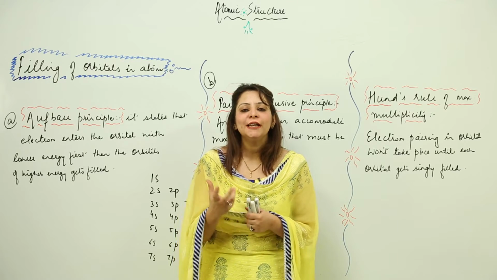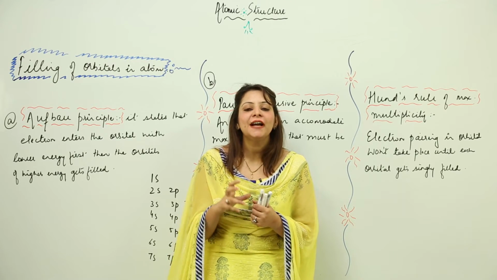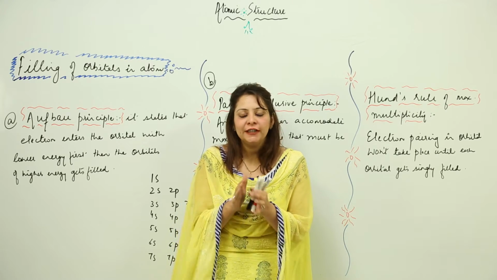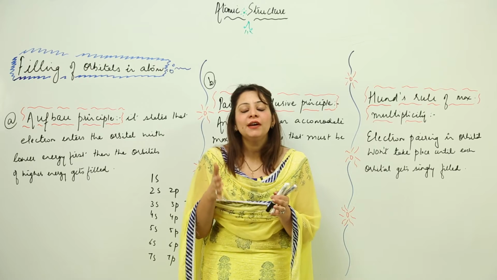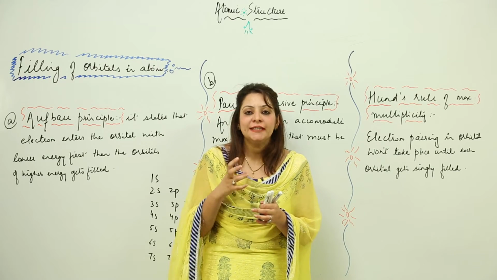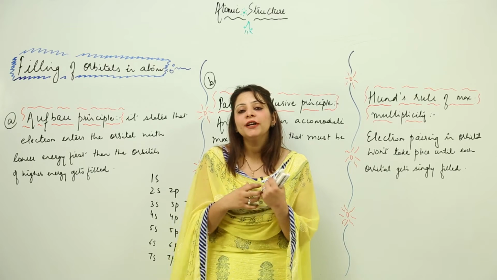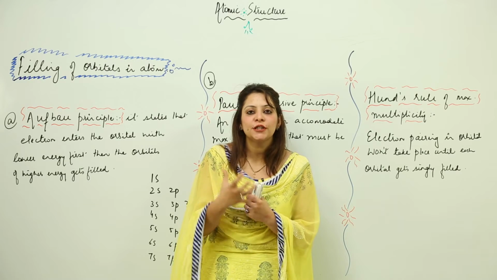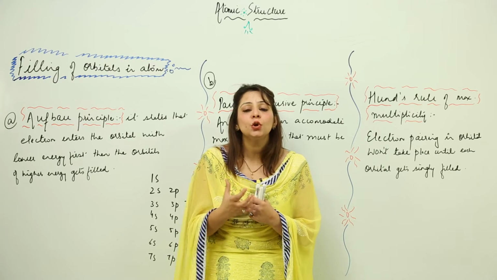Now we are going to study the rules that have to be followed while filling the orbitals, because we have reached a level where we have already done the concepts. Now we are going to fill the orbitals, that means we are going to write the electronic configuration. When we write the electronic configuration, that is, how the electrons are arranged in the orbits, the subshells or the orbitals, we need to know certain rules.